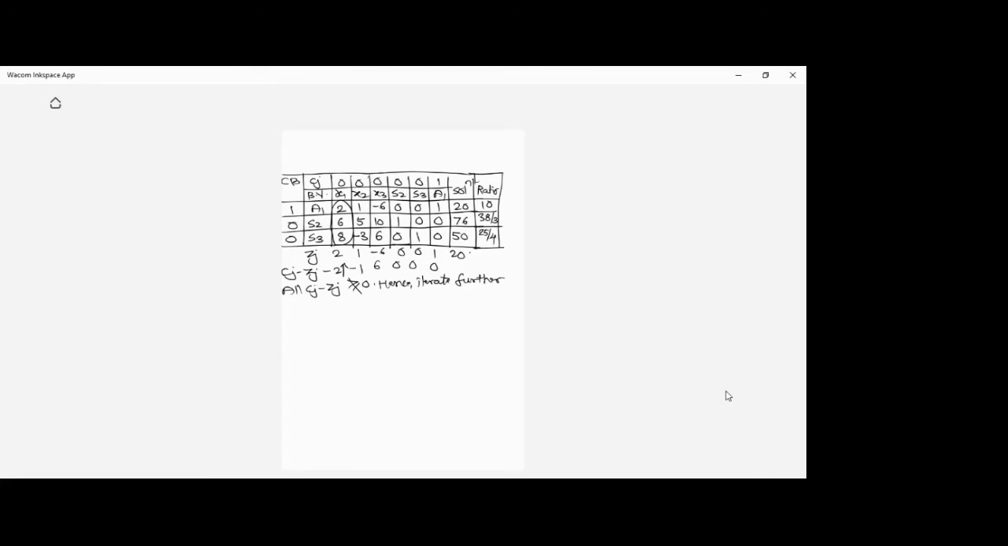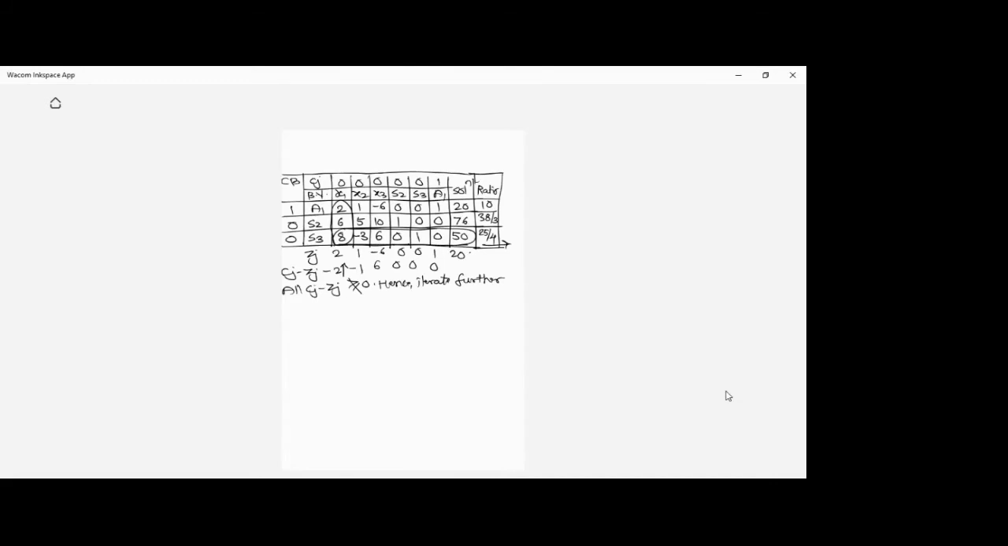So for identifying the key row, we have to consider the minimum positive value in the ratio column. Amongst this, we have the minimum value as 25 by 4, right? So we are going to consider this as the leaving variable. So the leaving variable in our case is what? It is s3. So let's reconstruct this table again.